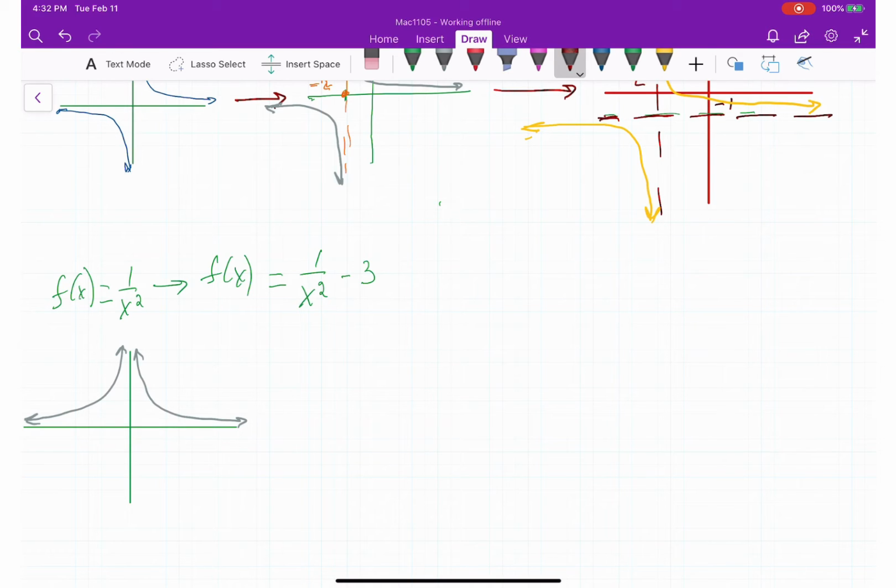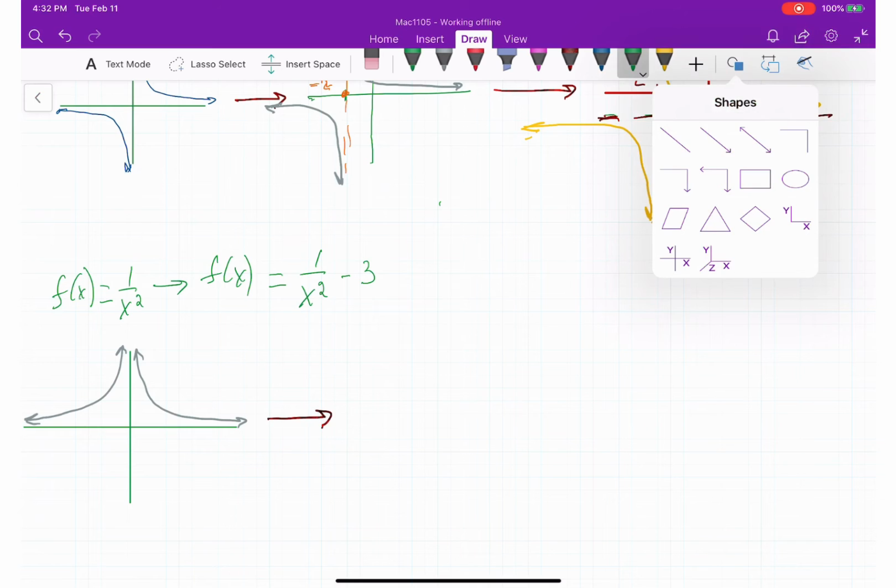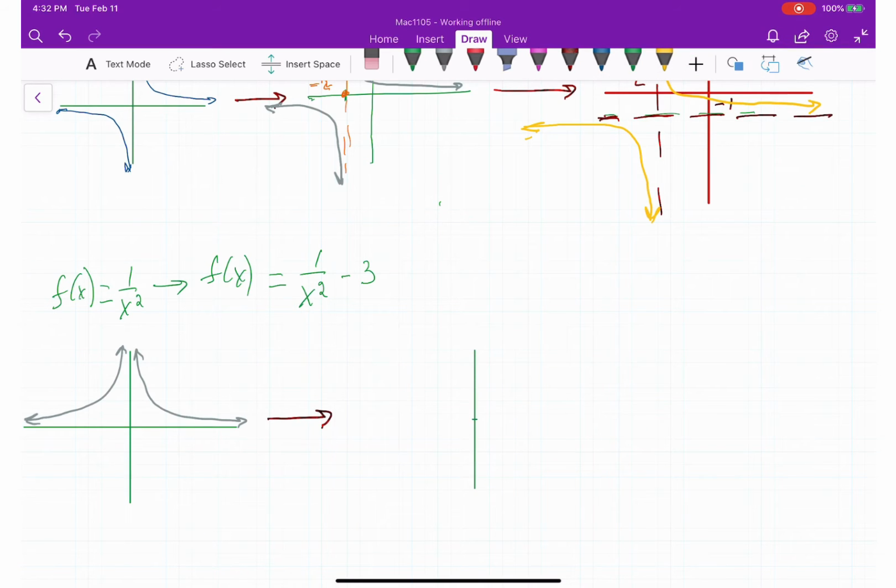So next, we're going to transform to 1 over x squared minus 3. How are we going to do it? First of all, our vertical asymptote, for 1 over x squared minus 3, is going to be 0, right? So the vertical asymptote is 0.